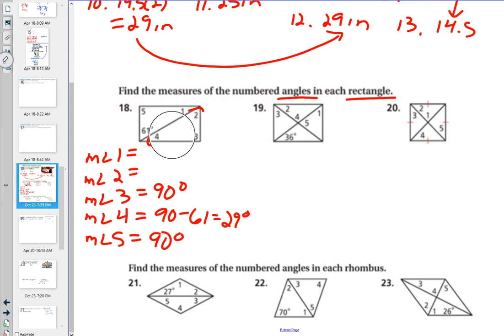If you wanted to be super clever, because a rectangle is a type of parallelogram, both pairs of opposite sides are parallel. 1 and 4 and the 2 and the 61, those are alternate interior. What do we know about alternate interior angles? Yeah, they're congruent. So really, angle 2 is the same thing as the 61. And then angle 1 is the same thing as 4, which was 29.